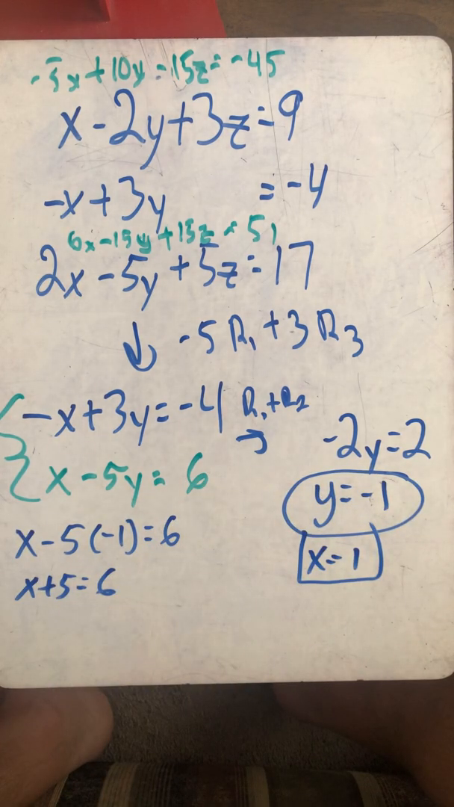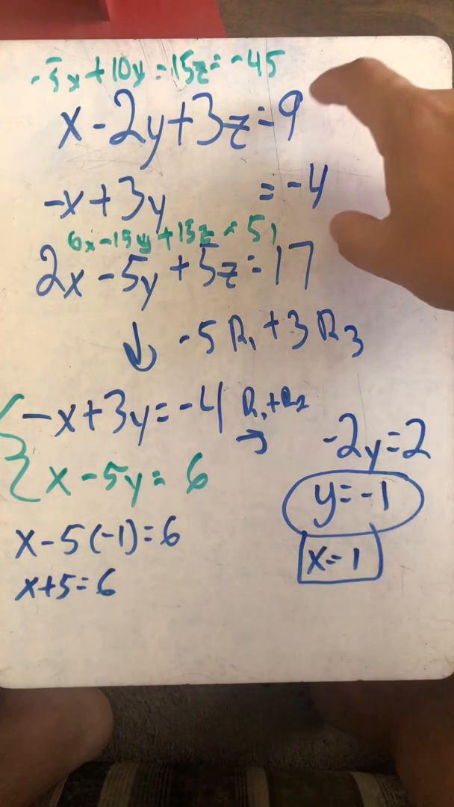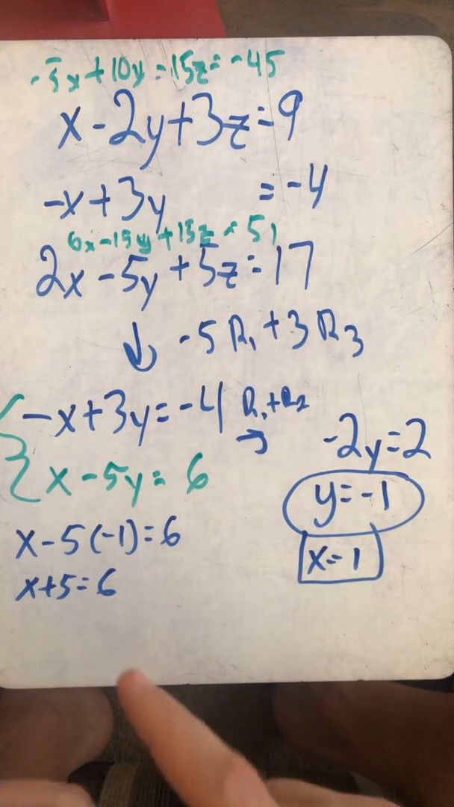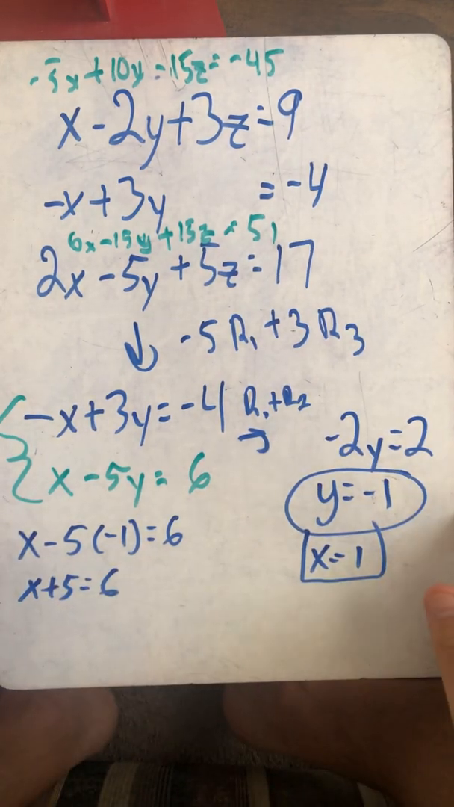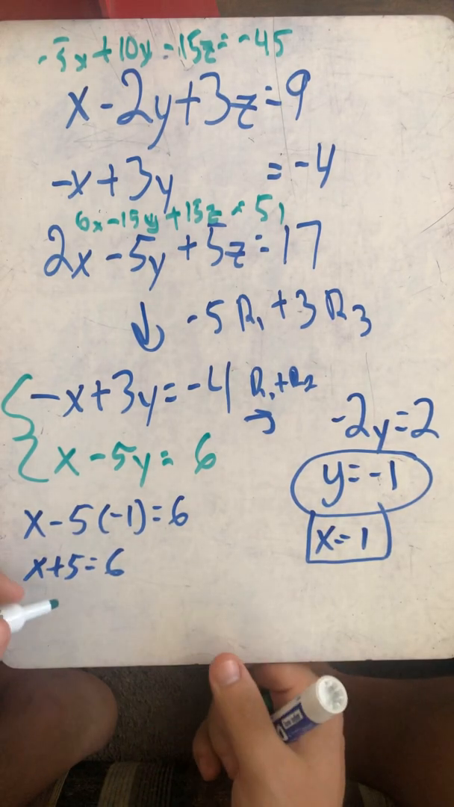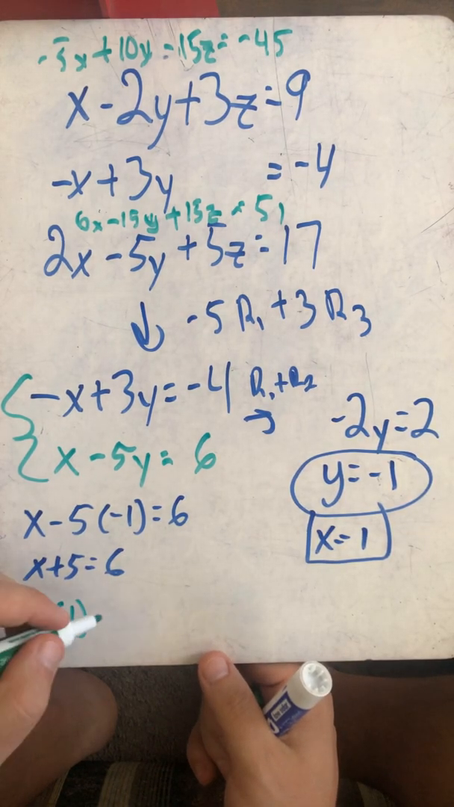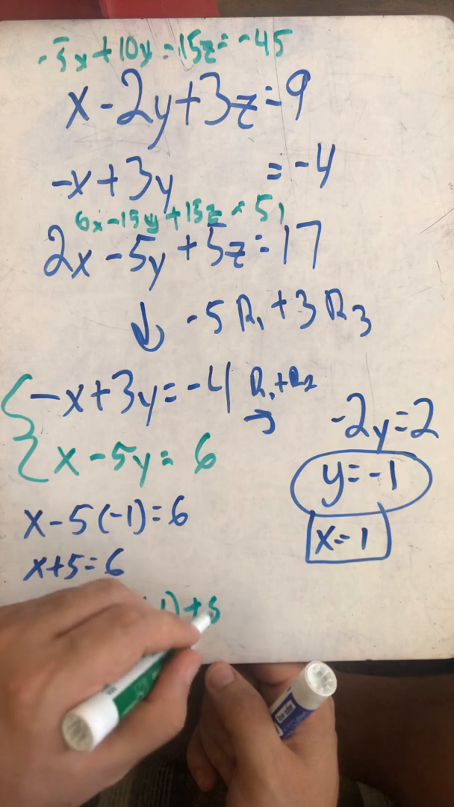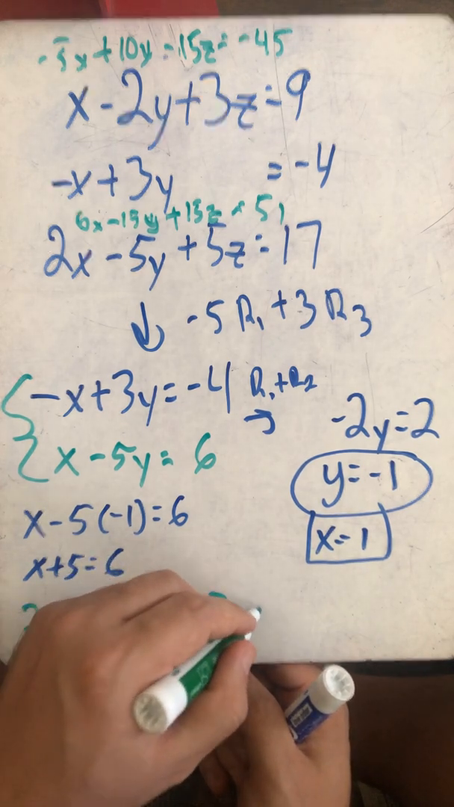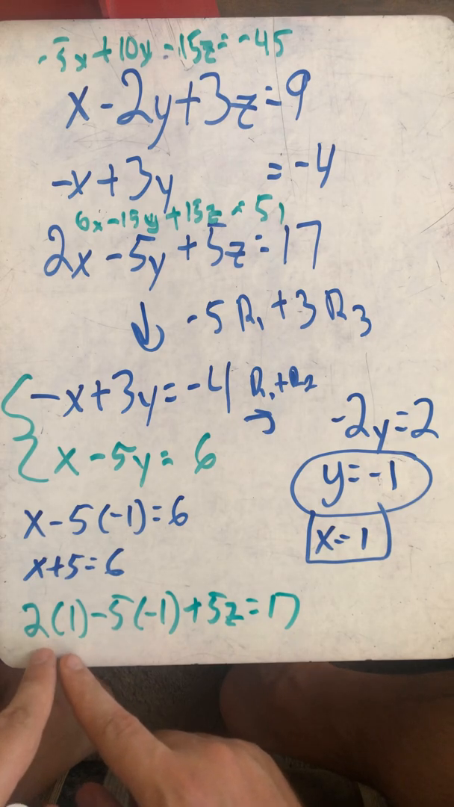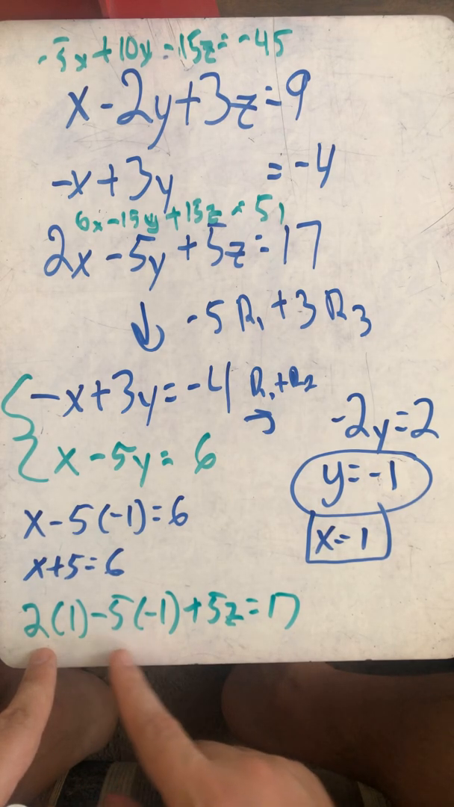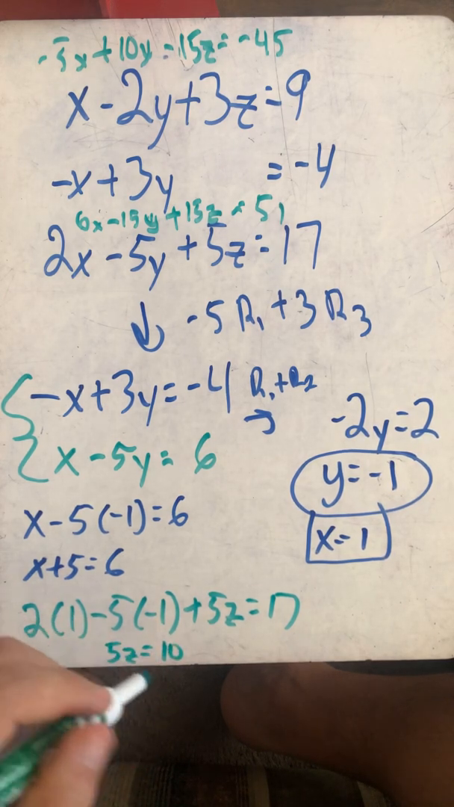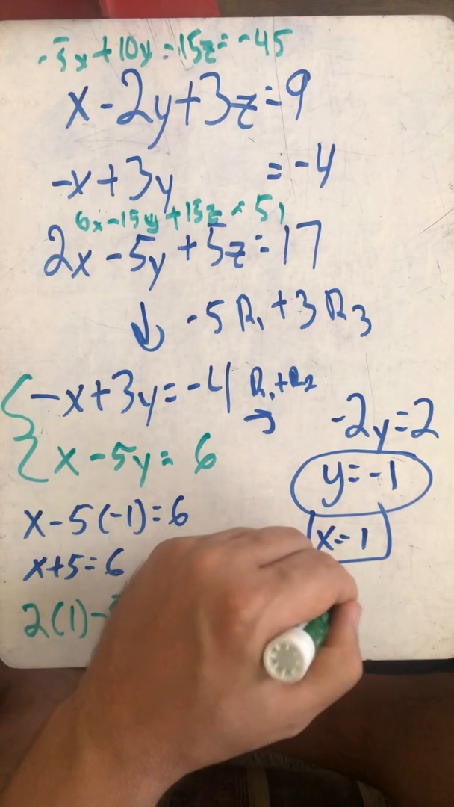We have our x, we have our y, now we just need our z. I don't care which one of these you plug it into. I'm going to try to keep it as simple as possible, so I'm going to go with the smaller numbers. Personal preference, again, it doesn't matter which one you do, because they should all get you the same spot. So I have 2 times 1 minus 5 times negative 1. I said top one, I'm doing bottom one. Plus 5z equals 17. 2, 5. So 2 plus 5 is 7. So we have 5z equals 10. So therefore, z equals 2.